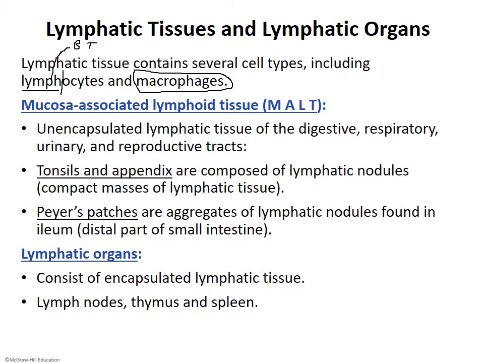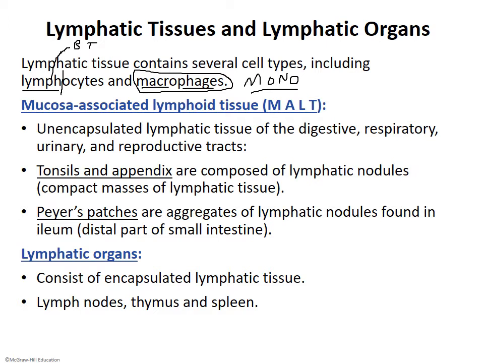Now remember, a macrophage is a monocyte, right? And when it's in the circulatory system, it is a monocyte. Once it leaves, it becomes a macrophage, a big eater. That's what macrophage means. So both of these, if you're paying attention, are the two agranulocytes. The two agranulocytes seem to be the things that are all about this lymphatic system.